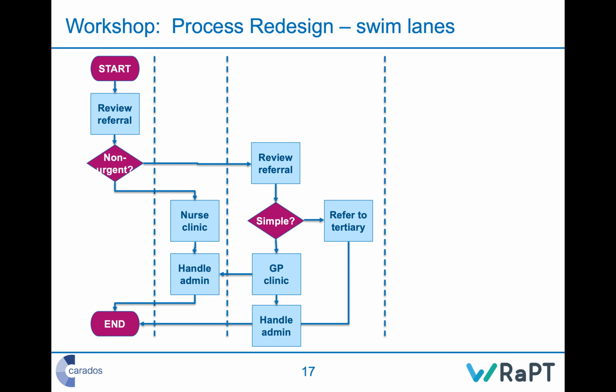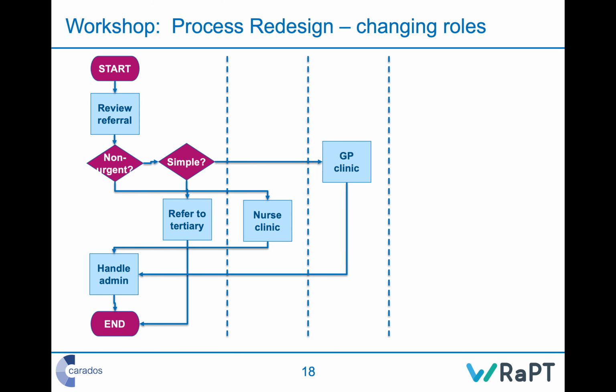So one thing we can do is put things in swim lanes as to who's doing it. So we know at the moment that in this particular case, an administrator is doing this bit, the nurse is doing this bit, and the GP is doing this bit. Okay. Great. So we know that's what's happening at the moment. So that's a great way of showing it because it allows us to move things around. Because we can then say, how do we change the roles?